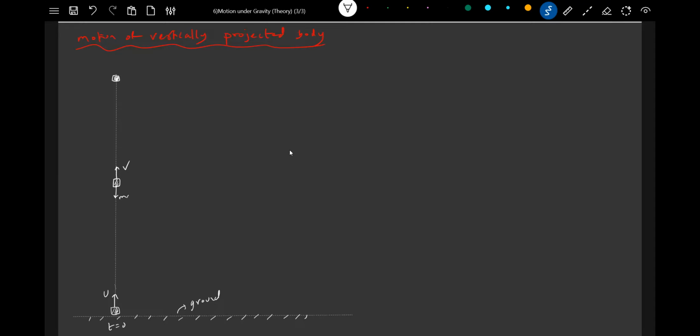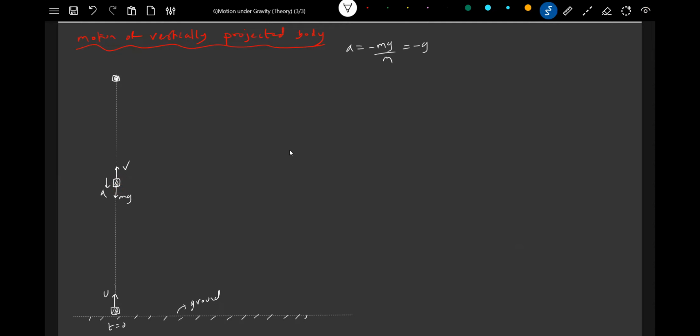The weight mg will act. The force is acting opposite to the motion, so this will be retardation. Let's calculate that retardation. Retardation a is equal to minus mg by m. Why that negative sign? Because that force is acting opposite to the direction of motion, so it will undergo retarding motion. Therefore this will become minus g.